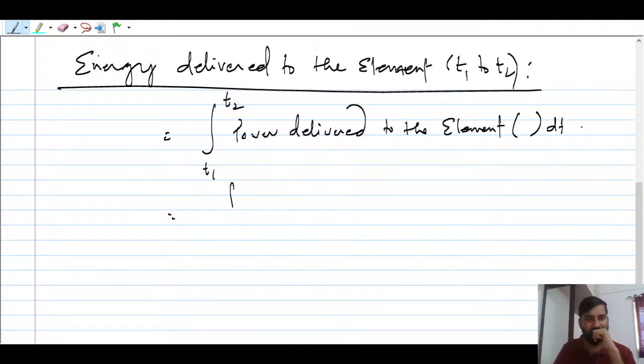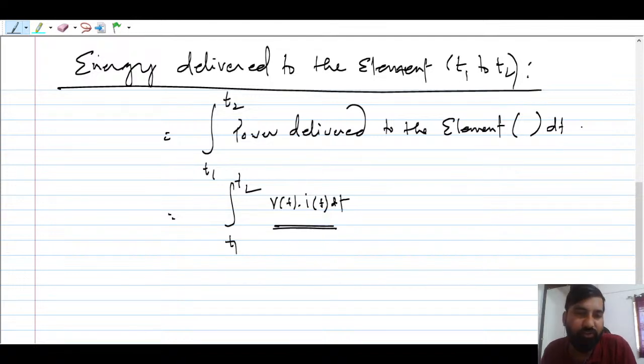So you just find out the power. Here, T1 to T2, V(t) times I(t) dt. So what you have to do is just integrate the power in that interval. That's it. This is how we can find out the energy delivered to the element. You have to understand when energy is delivered and when energy is absorbed. So this is how we find the energy of any sort of element. In future, in the case of transient analysis and so on, you'll see that.